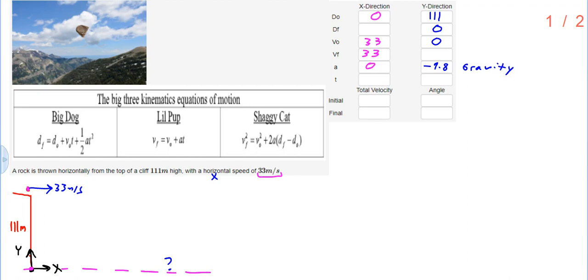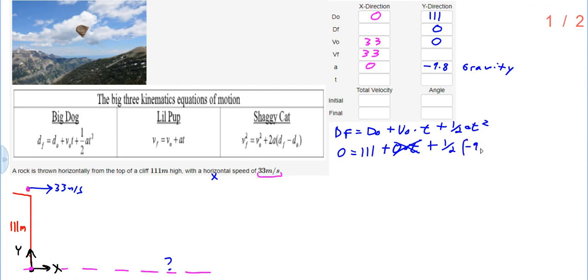So we could either do big dog or shaggy cat. I'm going to do big dog because that's the one that I want to go with. For big dog, I have my equation here: df equals do plus vo times t plus 1/2 at squared. I plug in my values: df is 0, do is 111, vo is 0, times t, so this is all just 0, plus 1/2. A is negative 9.8, and t is what I'm solving for.